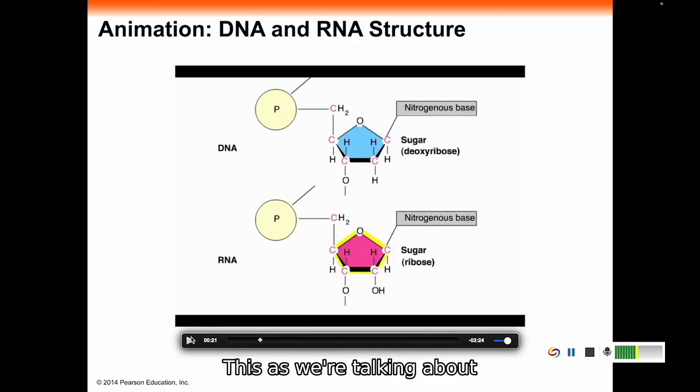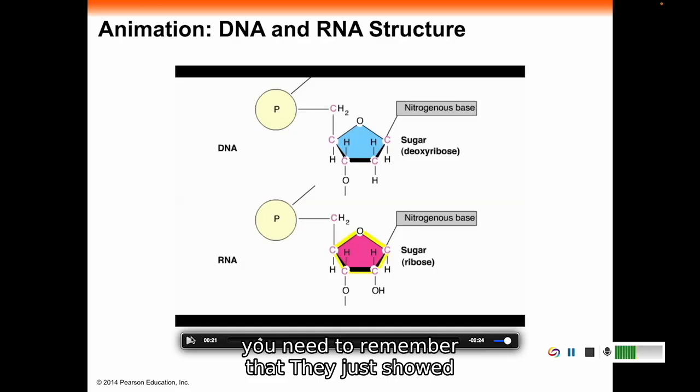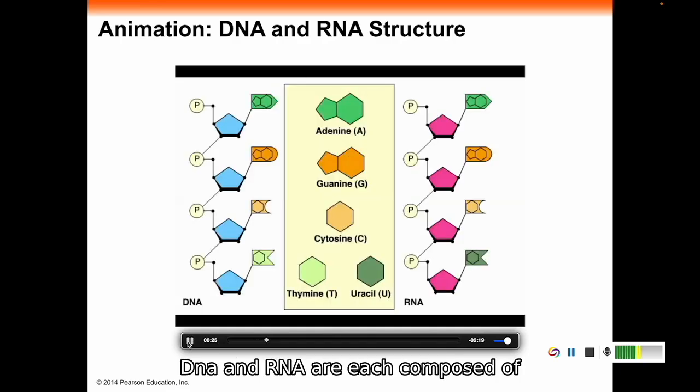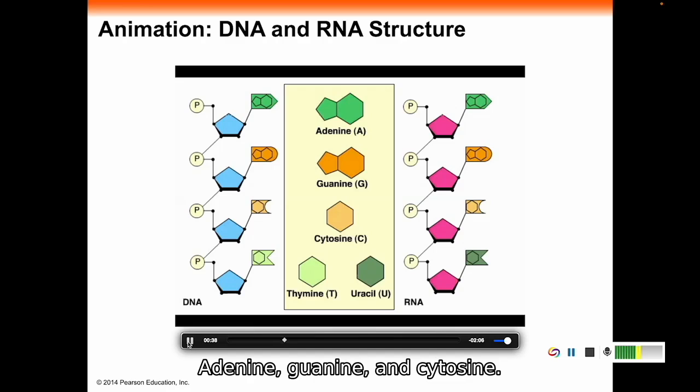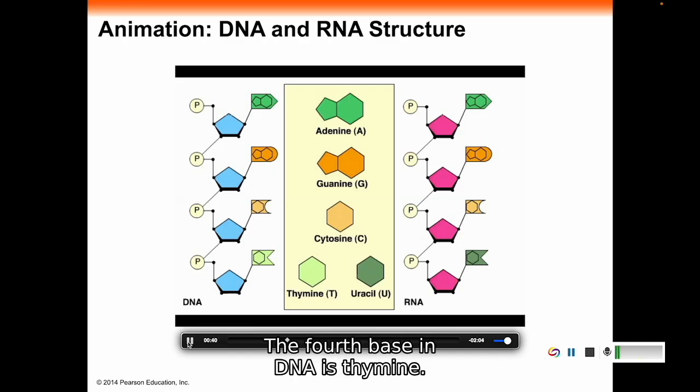As we're talking about differences between DNA and RNA, you need to remember there's a difference in the sugars that they have. Ribose has one more oxygen atom than deoxyribose. DNA and RNA are each composed of 4 different nucleotides, which differ in their nitrogenous bases. 3 of the 4 bases are the same in DNA and RNA: adenine, guanine, and cytosine. The 4th base in DNA is thymine. In RNA, it is uracil.